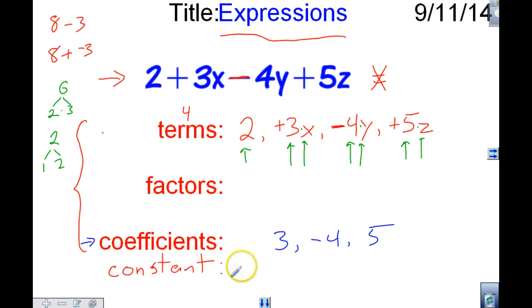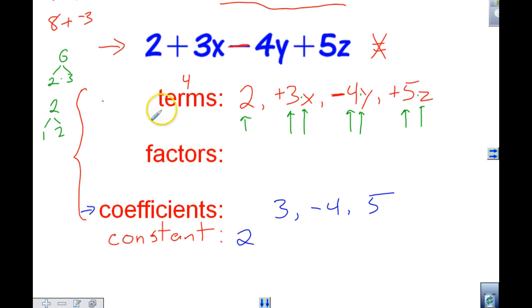Now, constant, that's like the opposite of a coefficient. It's the number that has no variable. That would be 2. There's a 2 right here. That would be the constant. So think of coefficients and constants. A coefficient cannot be a constant, and vice versa. It's one or the other.